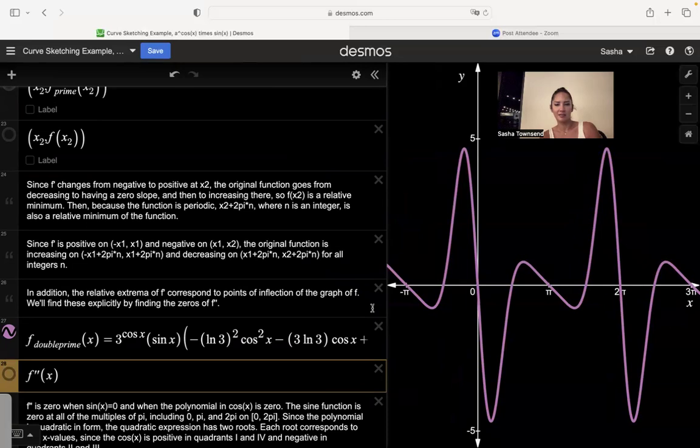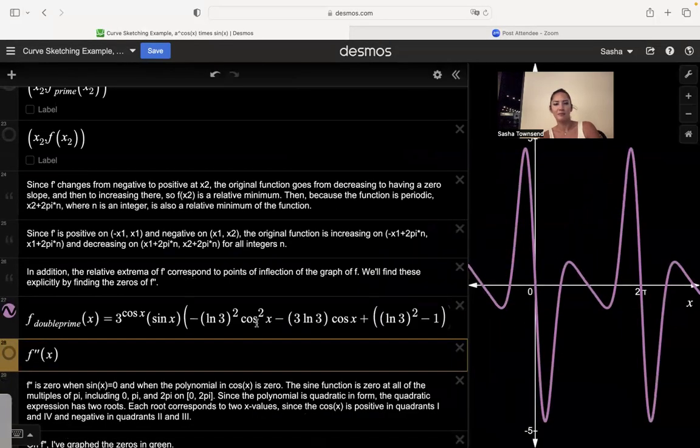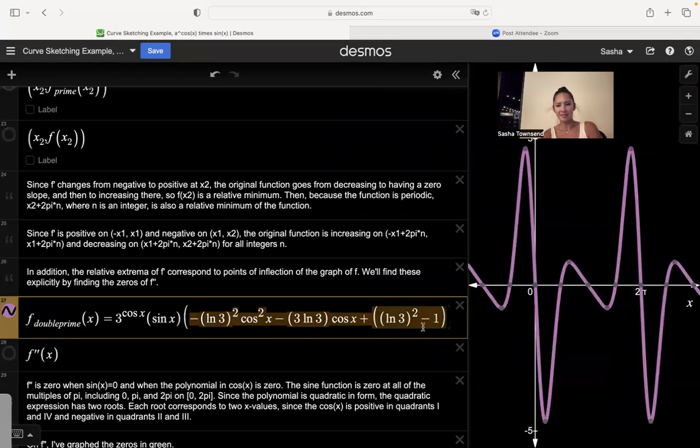So that's good. We say, okay, well, when is f double prime equal to 0? Well, it's equal to 0 when the exponential term is 0, which is never 0. It's always between 1/3 and 3. And then when sine is 0, on the interval from 0 to 2 pi, that's going to happen at 0, pi, and 2 pi. We know sine is 0 at all the multiples of pi. And this expression, again, is quadratic in form. So I'm going to solve it using the quadratic formula.